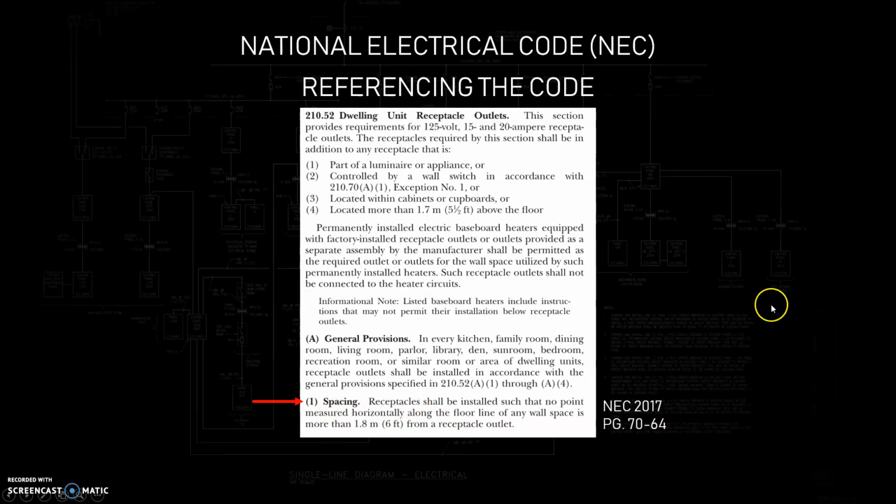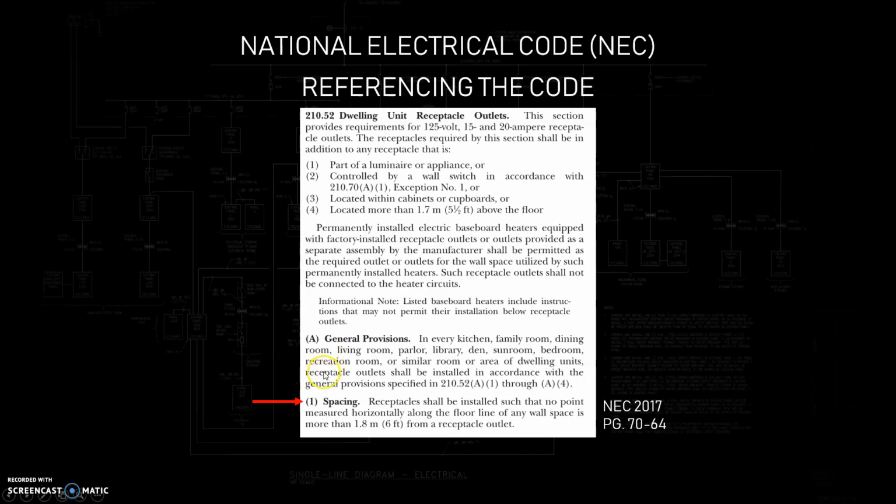Receptacle shall be installed such that no point measured horizontally along the floor line of any wall space is more than 1.8 meters or 6 feet from a receptacle outlet. That's actually a code you guys are going to be very familiar with before we hit the midpoint of the year. So anyway, I'm going to reference that. I essentially say, how far apart can my receptacles be? And the answer is 6 feet.